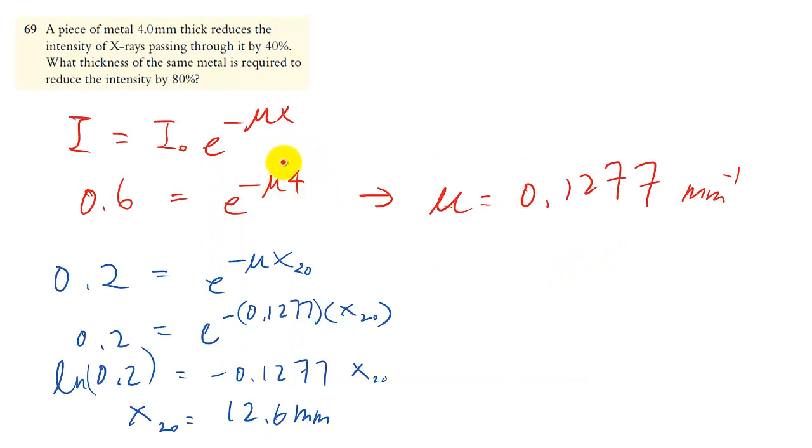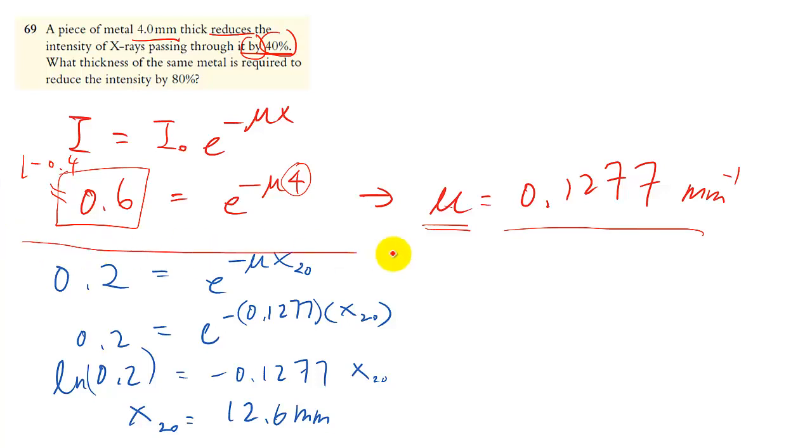Okay, so again, very similar stuff like the previous question. What it said is, again, reduced by 40%. So that means remaining is 1 minus 0.4, which is 0.6, which is 60%. And you could substitute 4 mm, which is the thickness, to find out the value of mu, the attenuation coefficient, once again. And afterwards, the question asks, so again, how much is required to reduce by 80%? So I think it's very similar to the previous question.